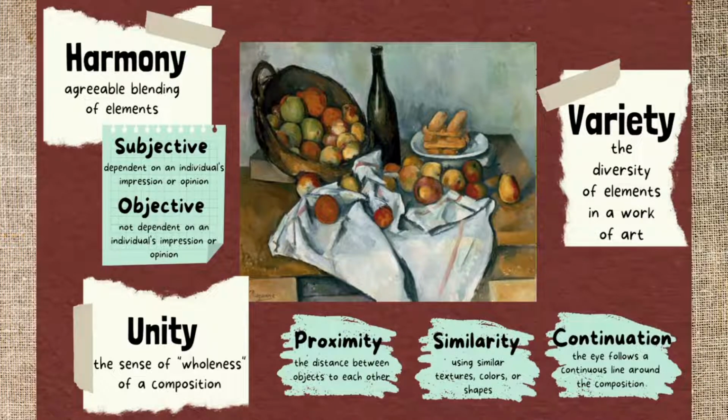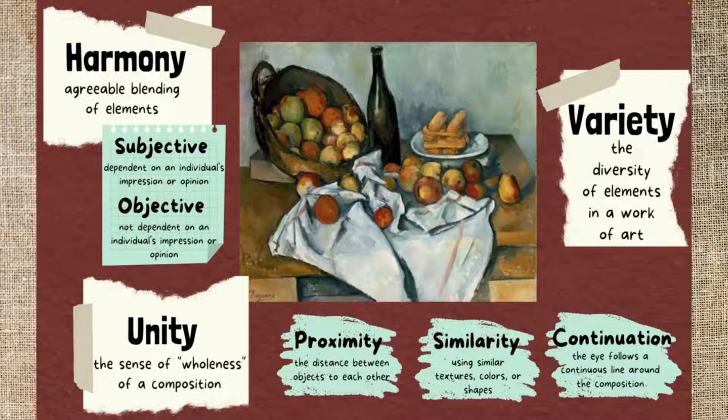Does everything match? We have a similar color palette. We see green used throughout. We see the reds and the oranges used throughout as well. We have a white cloth and a white plate. So we have a sense of wholeness. The whole canvas is used. We have a similar color palette, proximity.